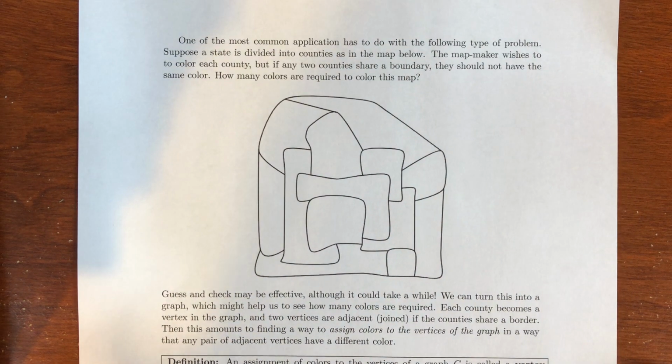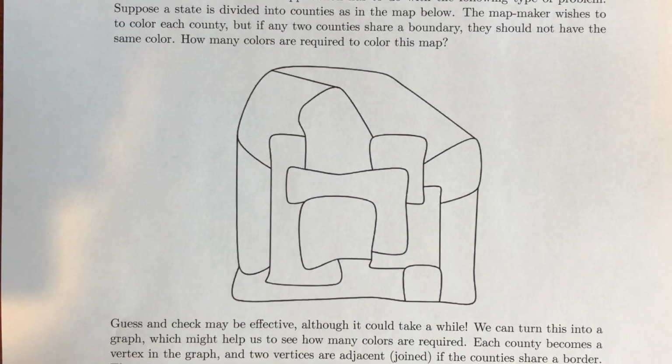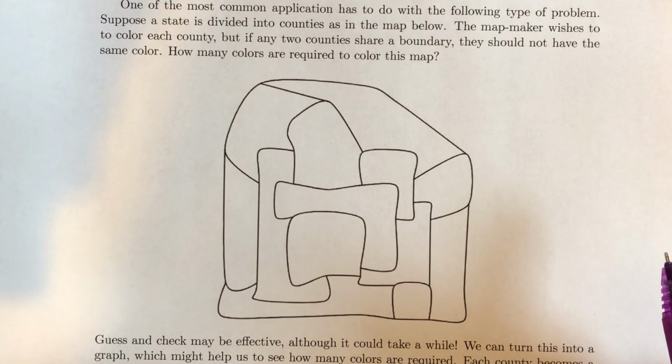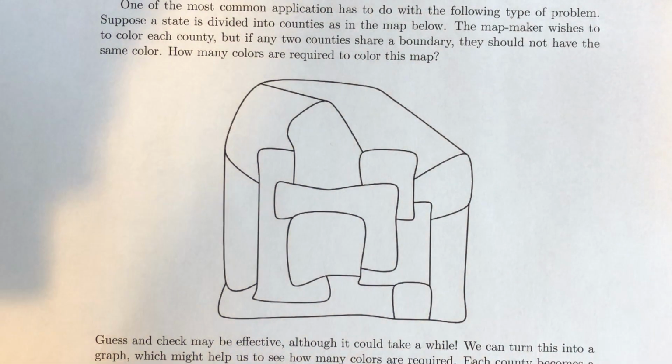So suppose that a state is divided into counties, as in this map below, and the map maker wishes to color each county. But if any 2 counties share a border, we want to make sure that they don't have the same color. The question is, is it possible to do this? So I'm going to stop this video here, and we'll come back and try and answer this with graph theory in the next video.